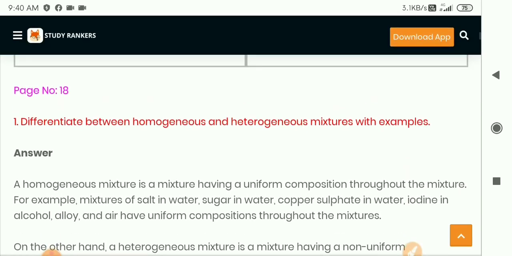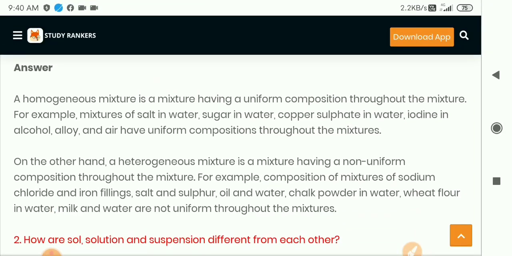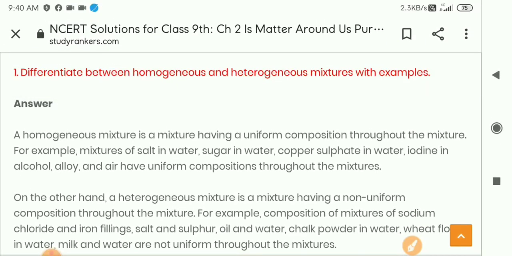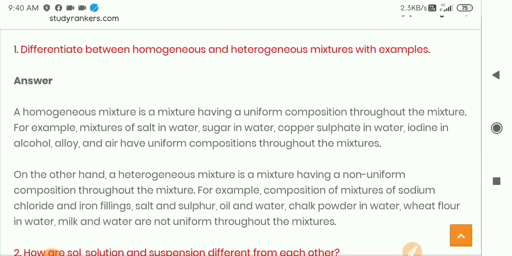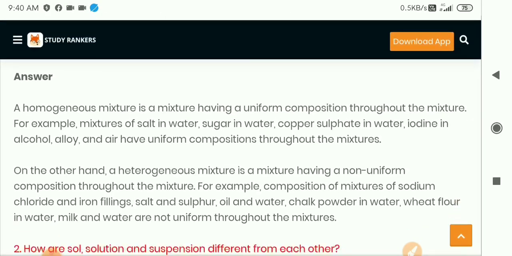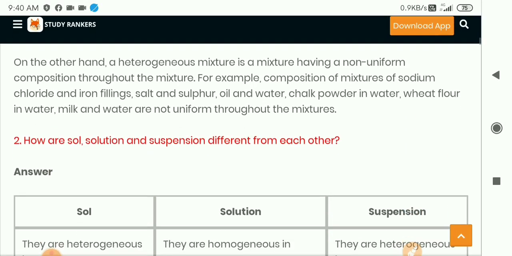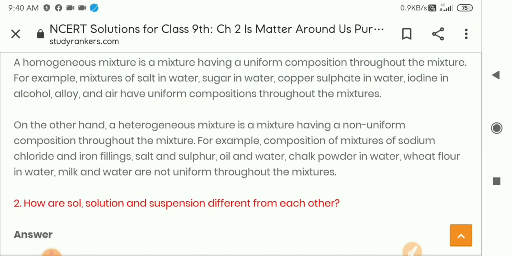The first question is the difference between homogeneous and heterogeneous mixtures. For example, first of all, a homogeneous mixture is a mixture having uniform composition throughout the mixture. For example, a mixture of salt and water, you can see salt and water is homogeneous.